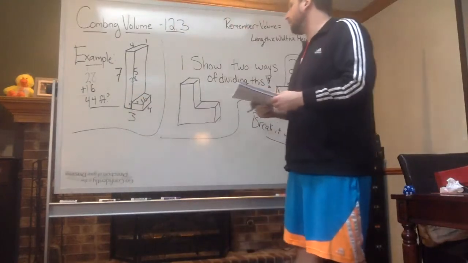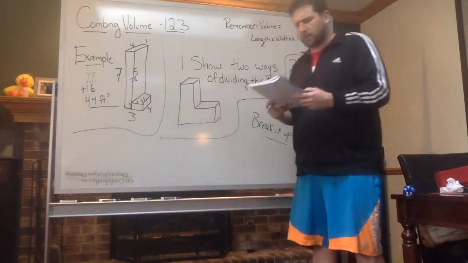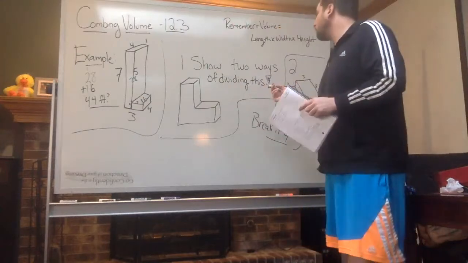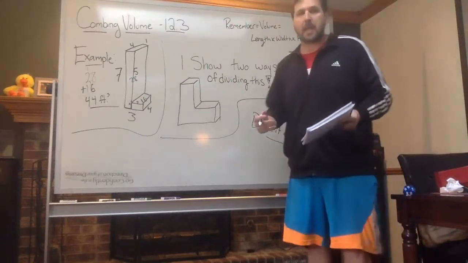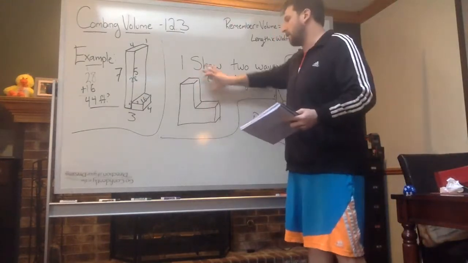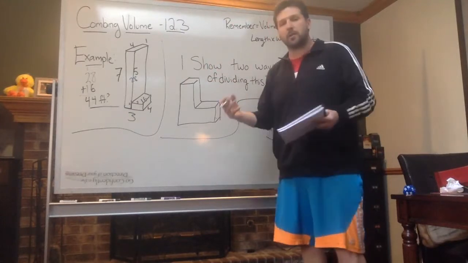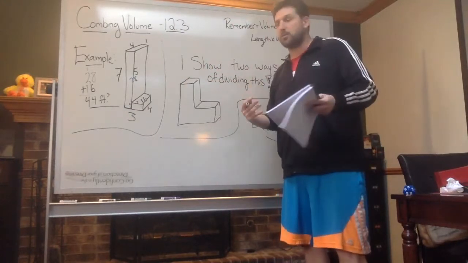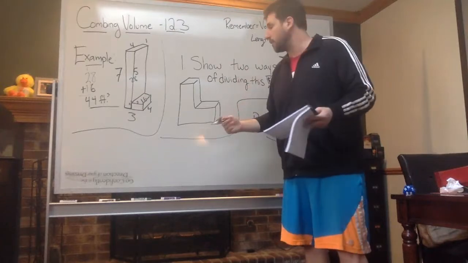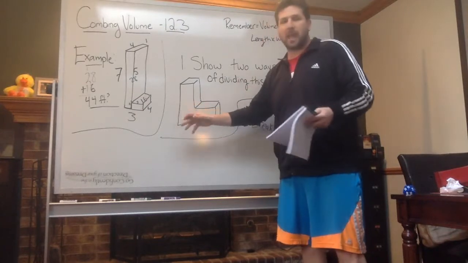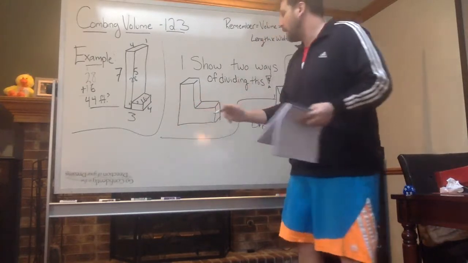So that's our example. So if you go on to number 1, it says, show 2 ways of dividing this. And what that's saying is, like we said, we can't just find the volume of this right now. This is not a rectangular prism. So what we have to do is figure out what we can do to make these into rectangular prisms. What that means is we would take a saw and cut it as we need to.